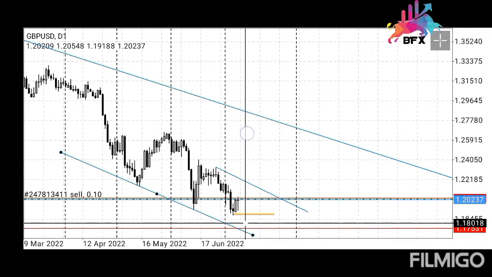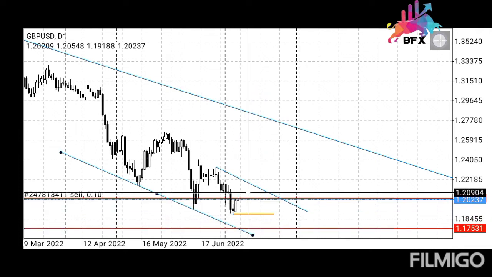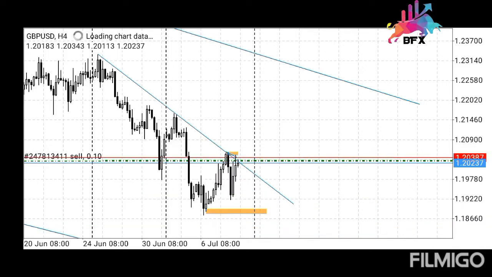Probably price might get to this trend line, which will be the third time, and then it might bounce off and buy again for a few days, probably. But I just left that one there. But the main thing is the daily candle is giving me a reversal signal, and then come down to H4.